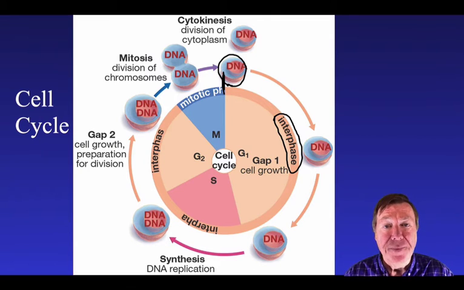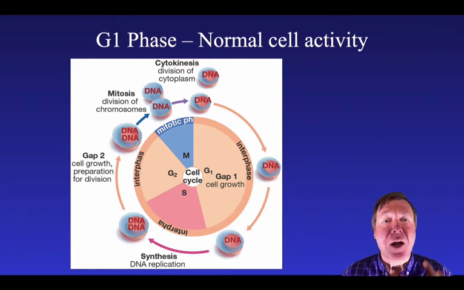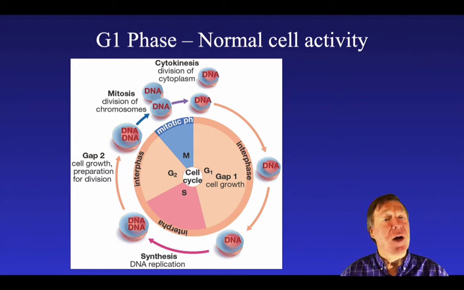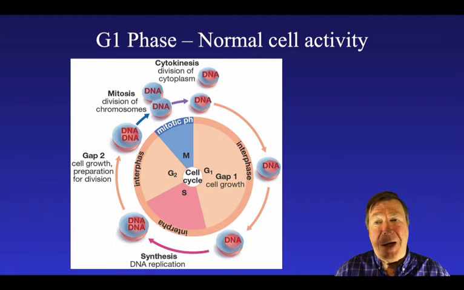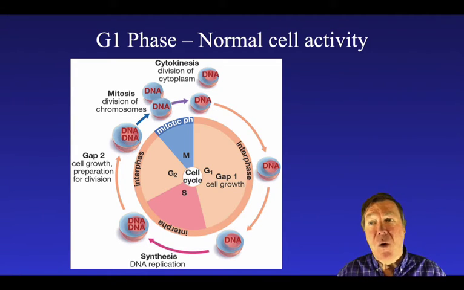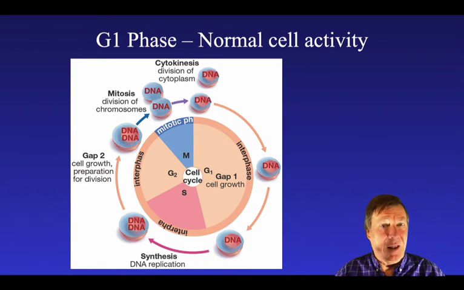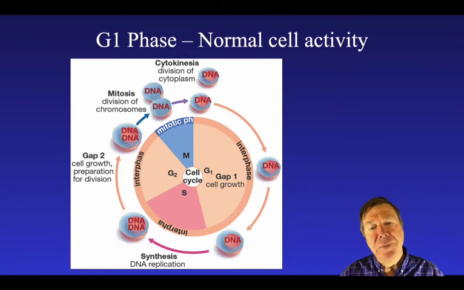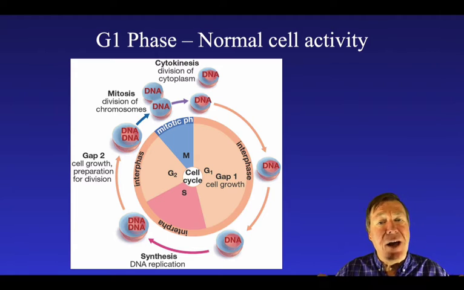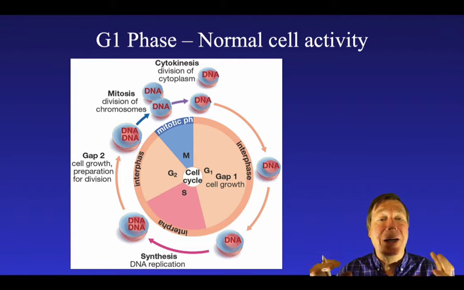We'll talk about those. G1 is where the cell does its normal cell thing. So if we were talking about a cell in your body, we'd be talking about a liver cell doing its liver cell thing, or a muscle cell doing its muscle cell thing, or a brain cell doing its, oh, never mind. Just kidding. They're working. My point is that the G1 phase is really just the cell doing its cell thing.